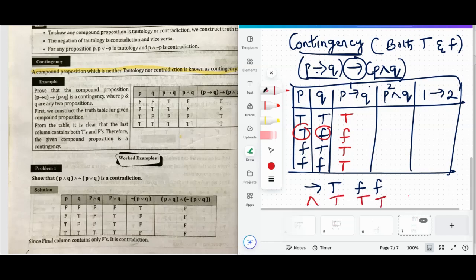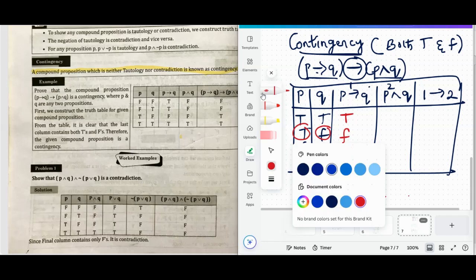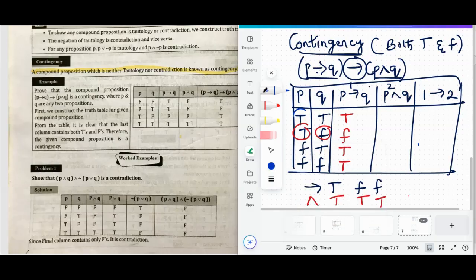Then you have the next one, that is the AND condition. T and T is T, so we'll just check for P and Q, that is the first and second column. T and T is T, then the remaining all are false.